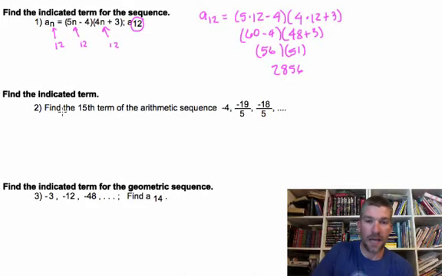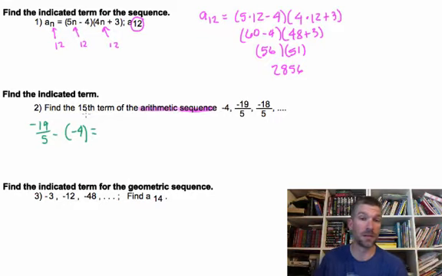Okay, on this guy, we want to find the 15th term of the arithmetic sequence, and this is a critical thing right here, the arithmetic sequence, because what they're telling us with this phrase is that we're adding or subtracting a specific number. Okay, and so what we have to do is just figure out what it is that we're subtracting. So let's just go -4. Well, let's take where we stop minus where we started, and this will tell us what the difference is between each term.